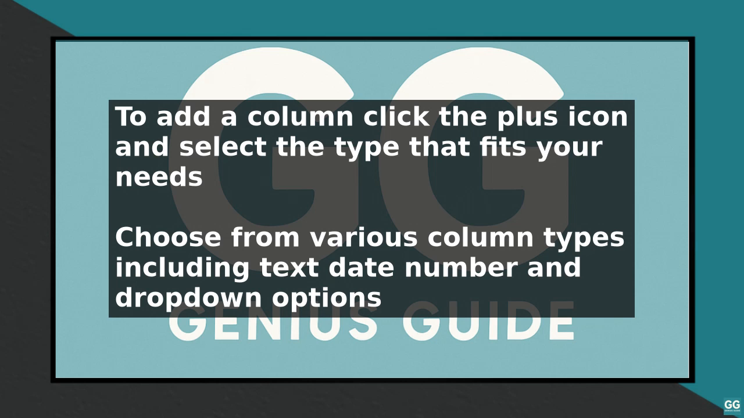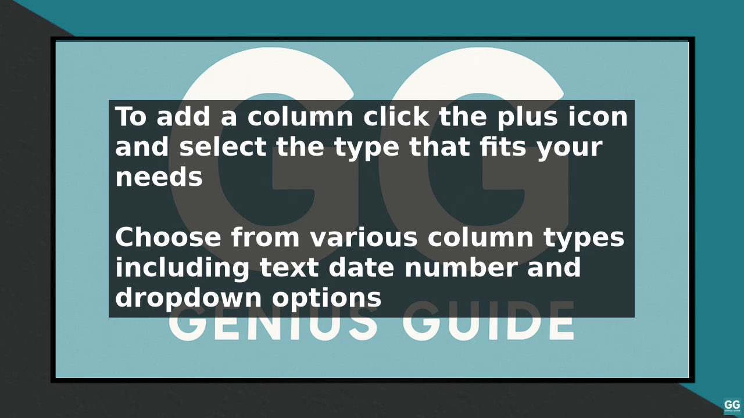Once you have added a column, you can start populating it with data. To add an item to a column, simply click on the cell where you want to add the data and start typing. You can also use the autocomplete feature to quickly select from a list of existing values.